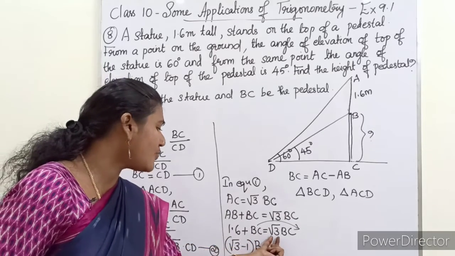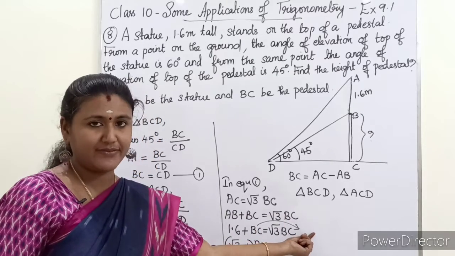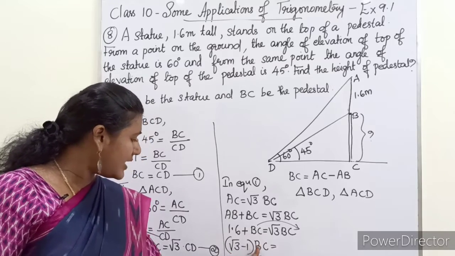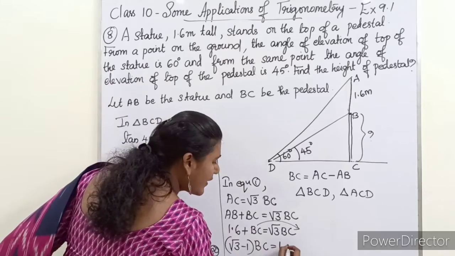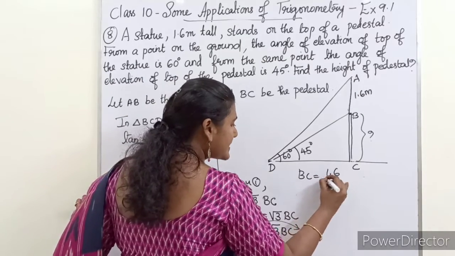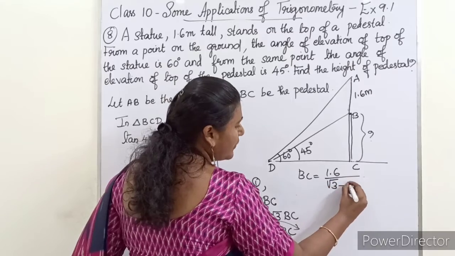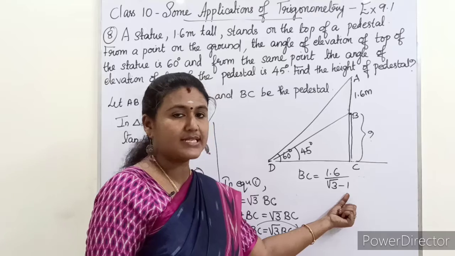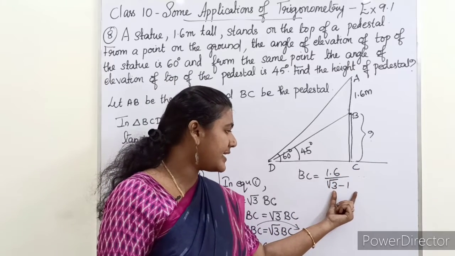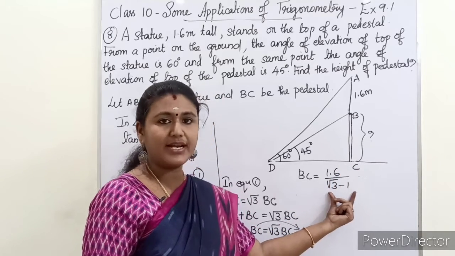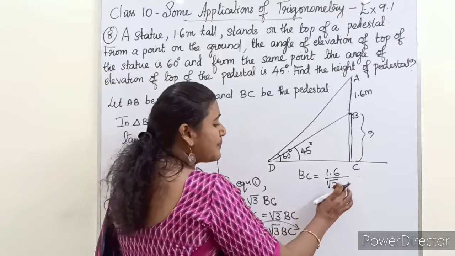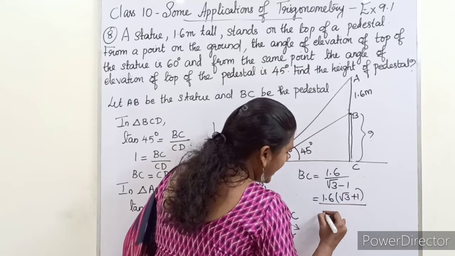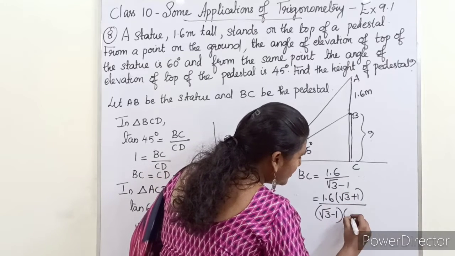So root 3 BC minus BC we will get. From that we can take BC outside. So root 3 minus 1 into BC is equal to 1.6. Now BC is 1.6 by root 3 minus 1. Now we will rationalize this because we have irrational in the denominator. So we will multiply both numerator and denominator with the conjugate of the denominator, that is root 3 plus 1. So 1.6 into root 3 plus 1 by root 3 minus 1 into root 3 plus 1.